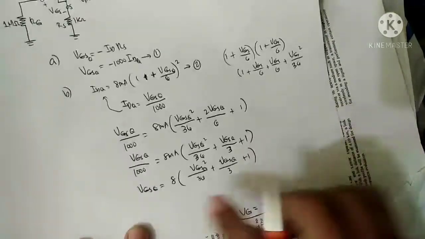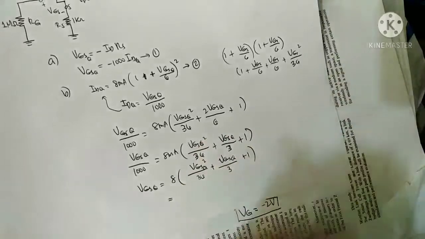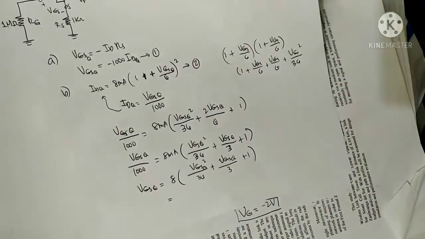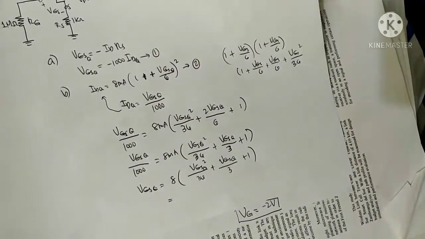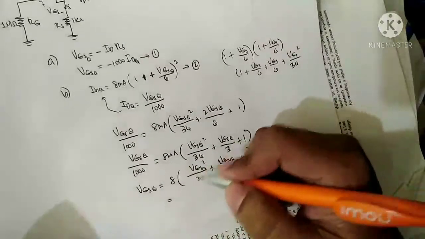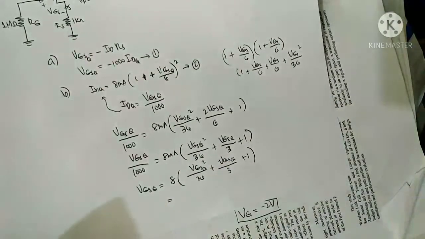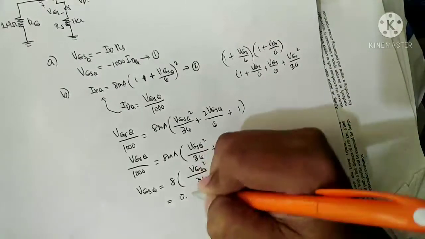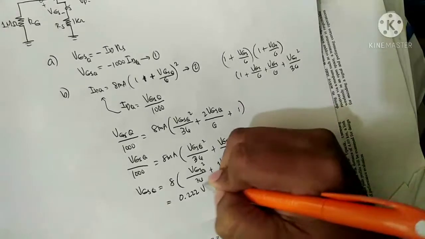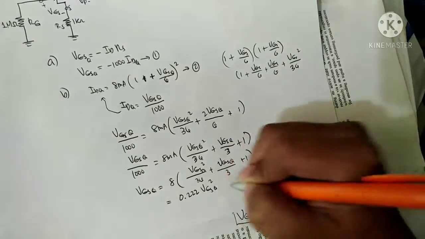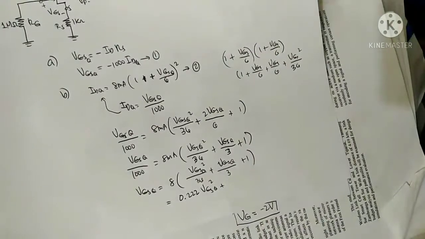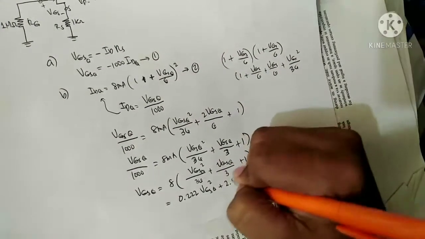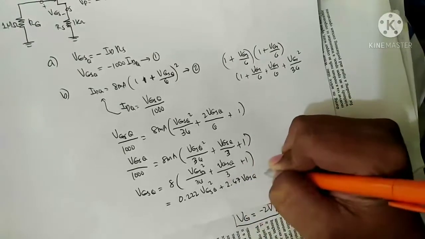Distribute. So 8 over 36. Use a whole number. Don't use a factor. Don't factor this one. It's just the whole number. So with 3 decimal places, VGS squared plus 8 over 3, 2.67 VGS plus 8.